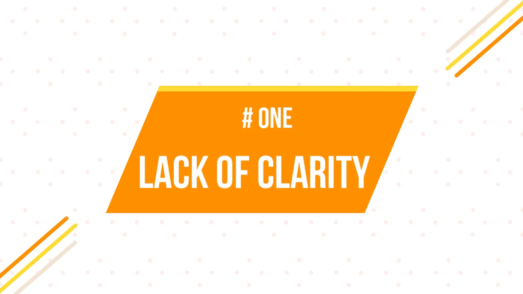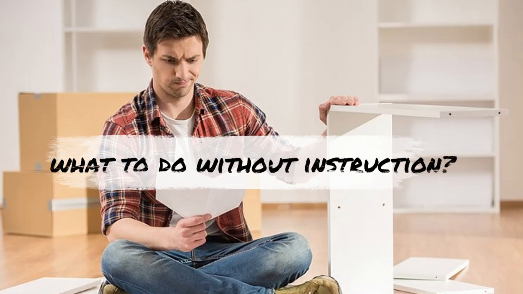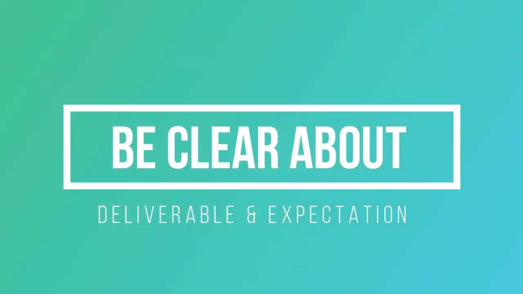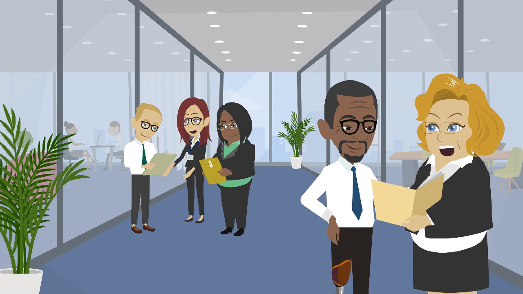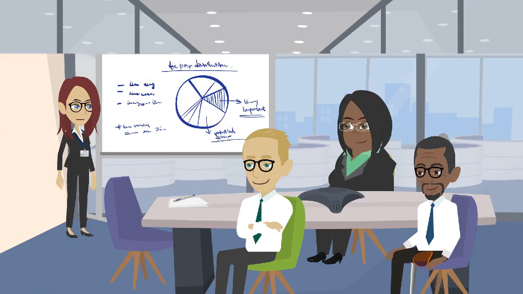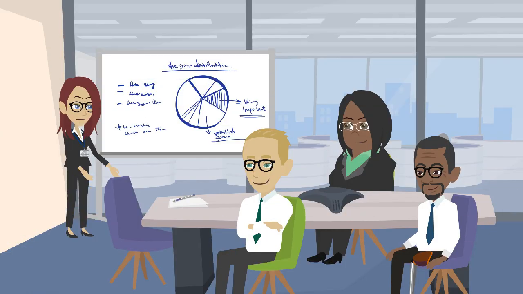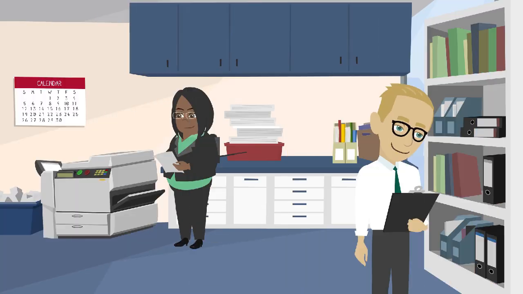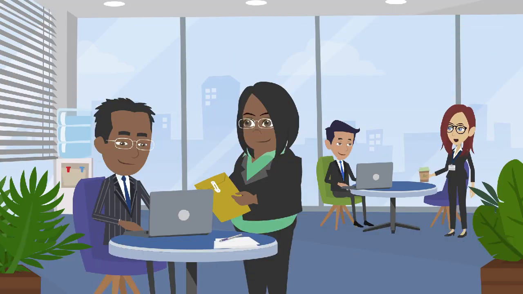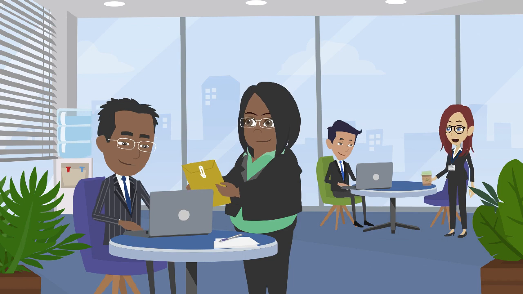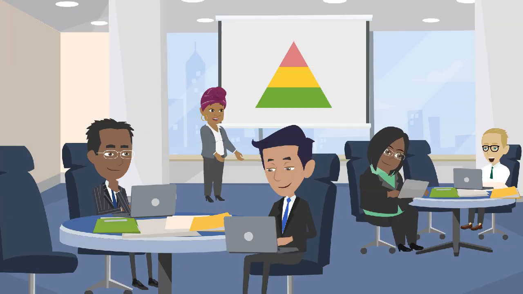Imagine trying to assemble furniture without clear instructions. Nightmare, right? The same goes for your project. Be crystal clear about deliverables and expectations. No guessing games. When everyone knows exactly what is expected, there is no room for confusion or mistakes. Make sure your project scope is well defined and communicated to everyone involved. Use detailed briefs and checklists to ensure everyone is on the same page. Clarity is key for smooth execution of the project.